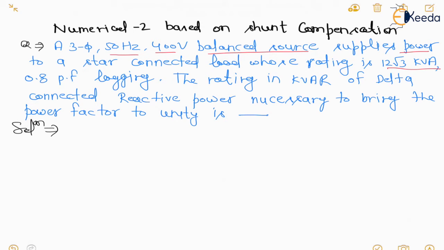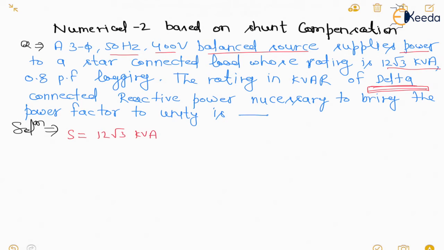First, I am going to solve the question. It has been given that the rating in kVAR of delta connected means the connection of the capacitor bank should be in star or in delta. Here it has been given in delta. Let us confirm whether it would be delta or star, but first we have to solve this question. S has been given as 12 root 3 kVA for the star connected load.